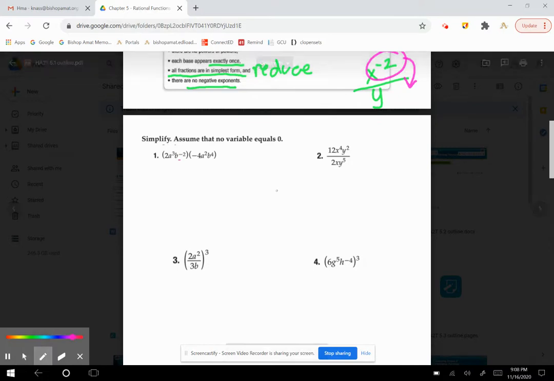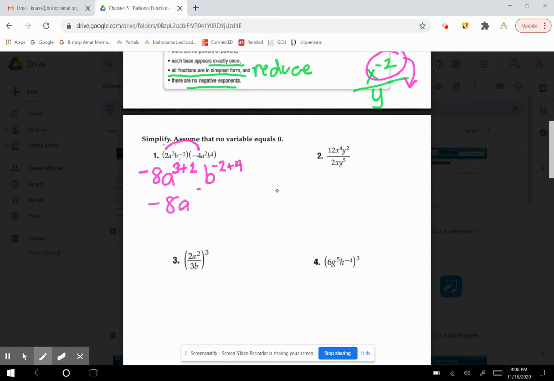Let's start with the first one. Here you're just going to multiply the coefficients together, so that's negative 8. Then you're multiplying the variables. When you multiply the variables, you add the exponents. So that's 3 plus 2, and then b to the negative 2 plus 4. So negative 8, a to the 5th, b squared. Nothing is negative. Yes, I know my coefficient is negative, but that's fine. I can't have negative exponents, but a negative coefficient is just fine.